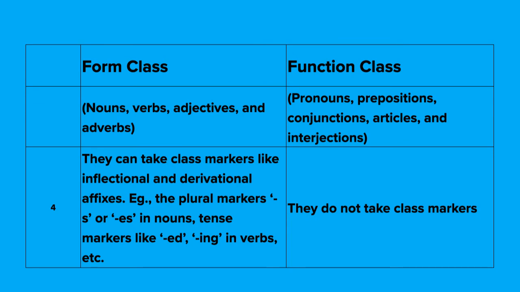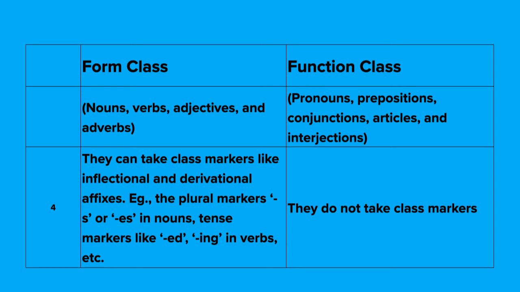Fourth point, form class words can take class markers like inflectional and derivational affixes. For example, plural markers like s or es show plural in nouns. Tense markers in verbs like ed or ing show whether a particular word is past tense, present tense, progressive tense, etc. So these are called class markers.